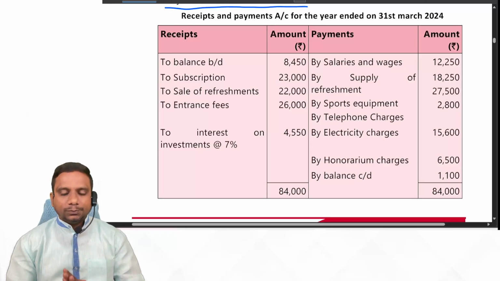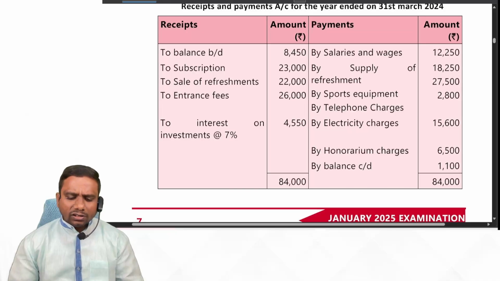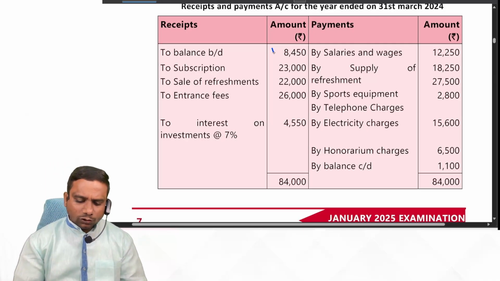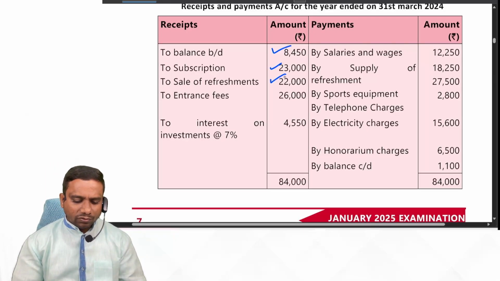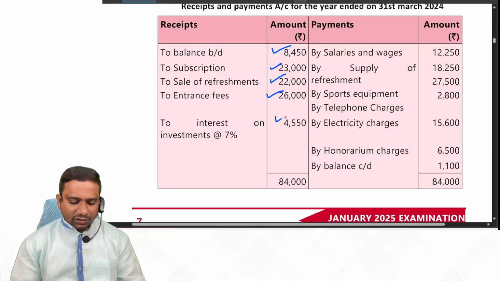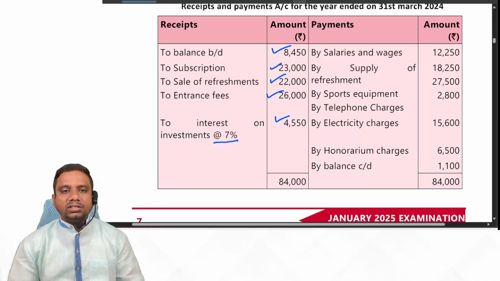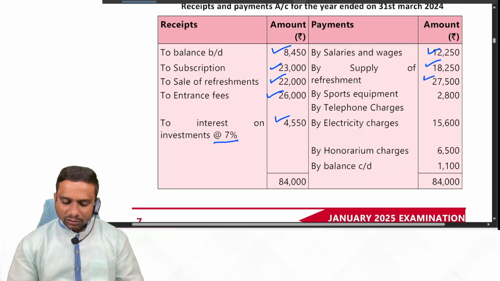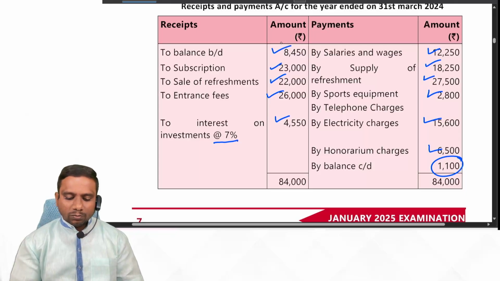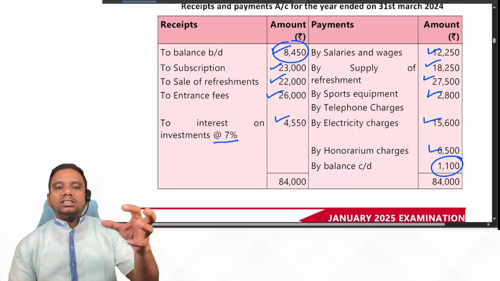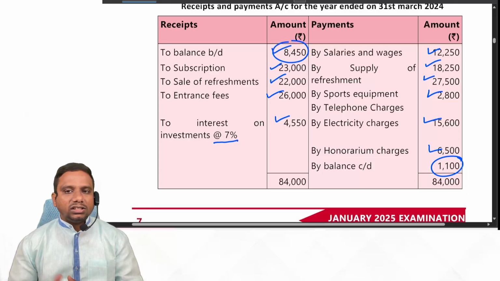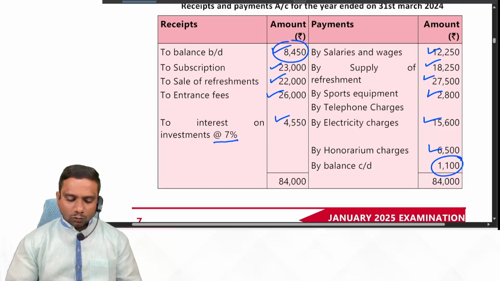Yes or no, students? So here they have given receipts and payments account. This is opening balance, subscription, sale of refreshment, entrance fees, interest on investments at 7%, salaries, supply of refreshment, sports equipment purchase, telephone charges, electricity charges, honorarium charges, by balance. So opening balance, closing balance. Opening balance is shown on the asset side of opening balance sheet. Closing balance is shown on the asset side of closing balance sheet.